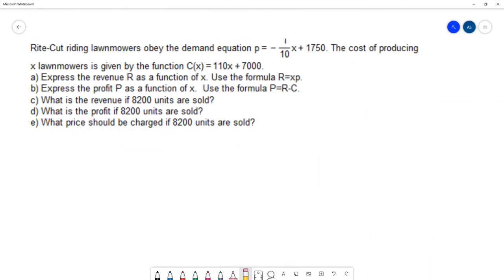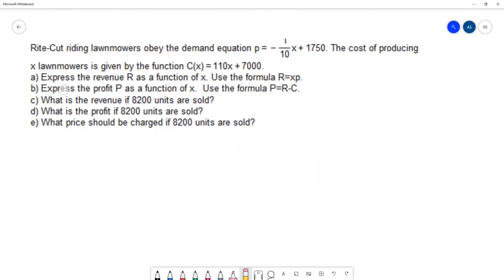The cost of producing x lawnmowers is given by the function C of x equals 110x plus 7,000. We have multiple parts here, and some of these parts are going to involve some business formulas. We want to express the revenue, R, as a function of x. And we're going to use this business formula: revenue is x times p. This is the same x and p that we used in the demand equation a moment ago. Remember that x is the number of units and the lowercase p is the price.